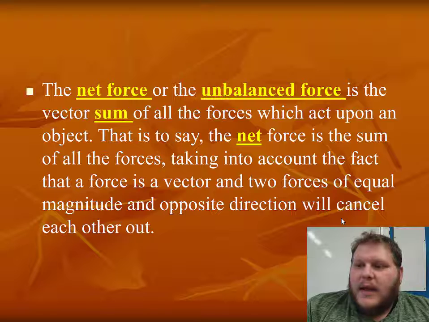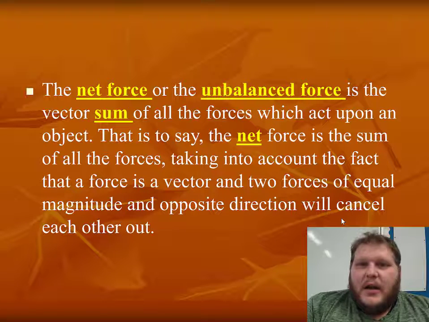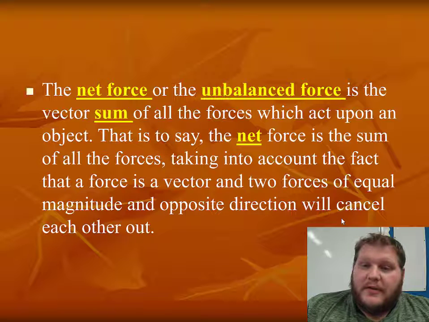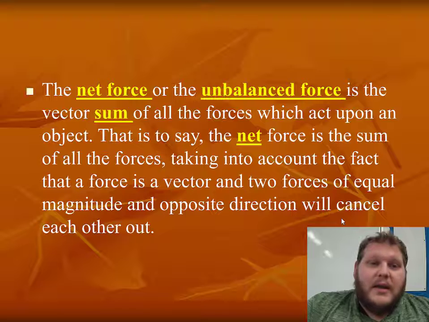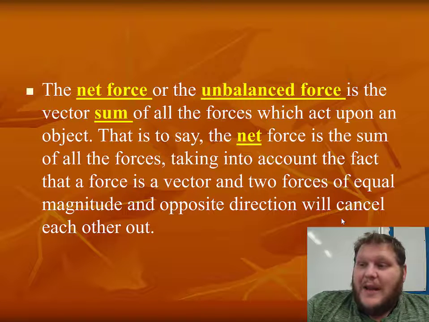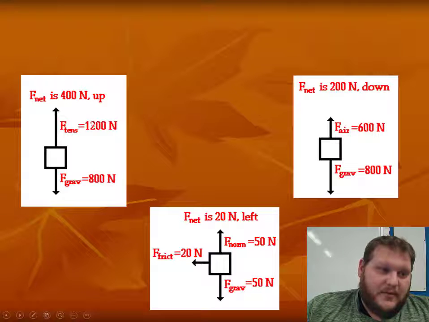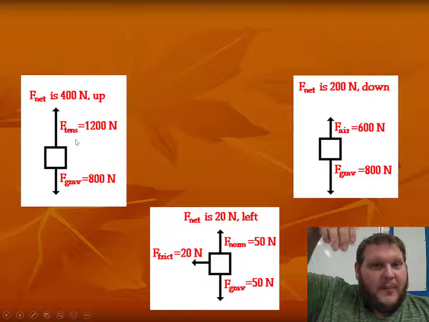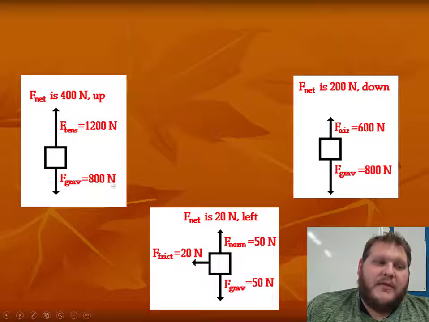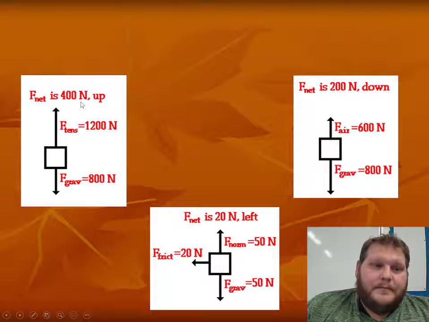So when we're looking at our free body diagrams, we're trying to figure out what's the net force of that object. If there's an unbalanced force, that's going to be the sum of all the different forces, and we have to describe it in both its magnitude and its direction. Looking at this first example, we've got 1,200 newtons of tension pulling up on the object. We've got gravity pulling down with 800 newtons of force. So we would say the net force, F net, is 400 newtons up. And that's pretty much it.